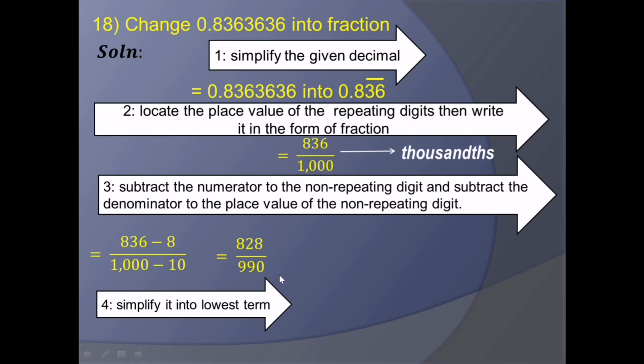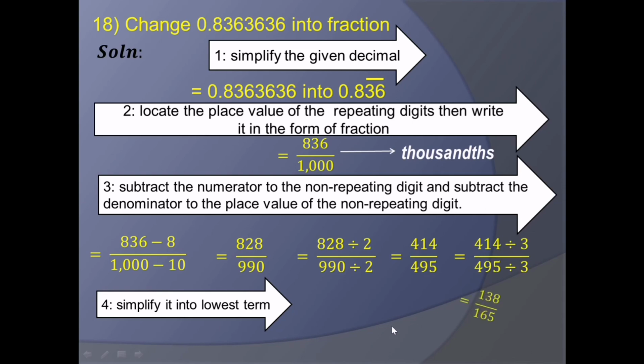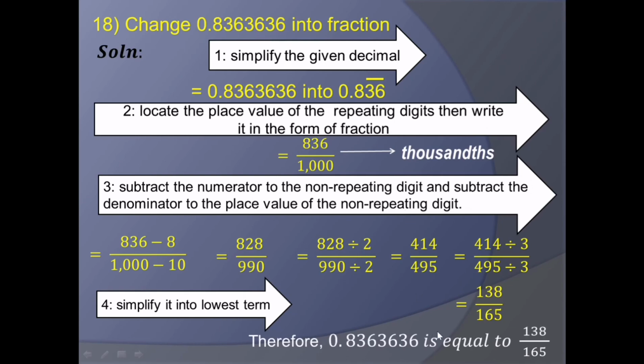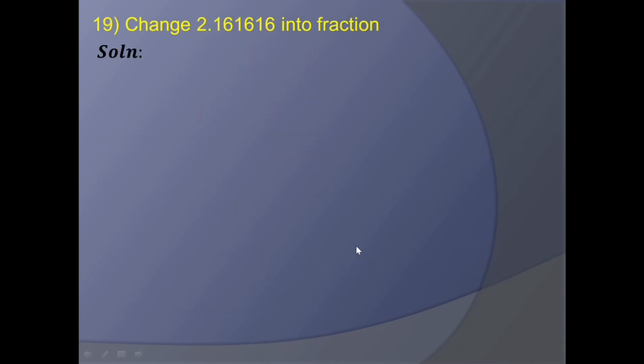Then we're going to simplify it into the lowest term. So divisible by 2. We have 414 over 495. Still divisible by 3. So the answer is 138 over 165, which would be the final answer. In short, by the use of your calculator, 138 divided by 165 gives you 0.8363636, and so on. Okay, so that is how you change decimal into fraction. Number 19, which is harder.